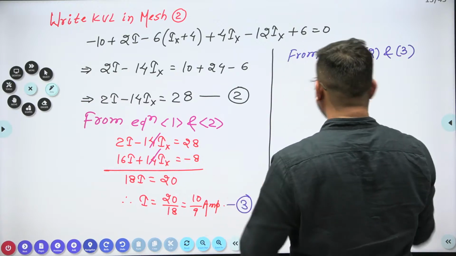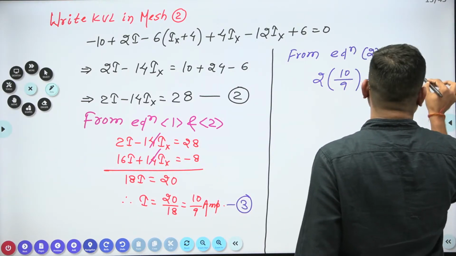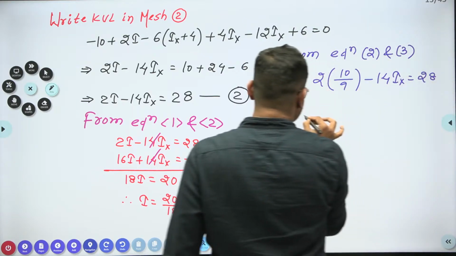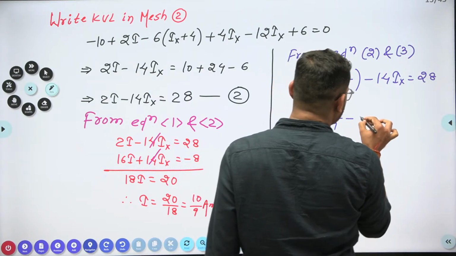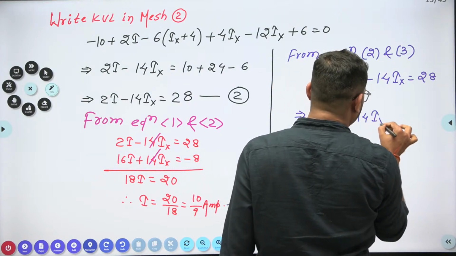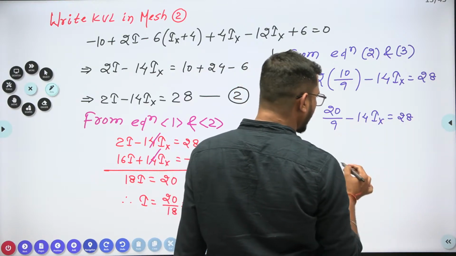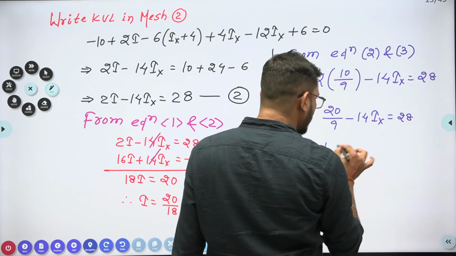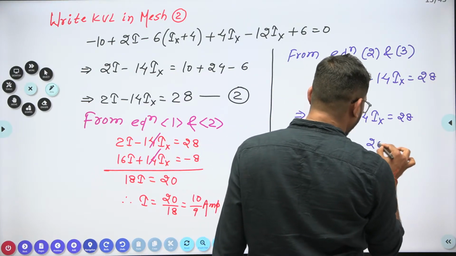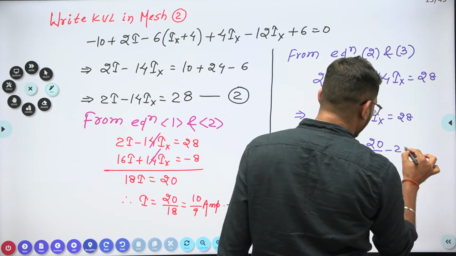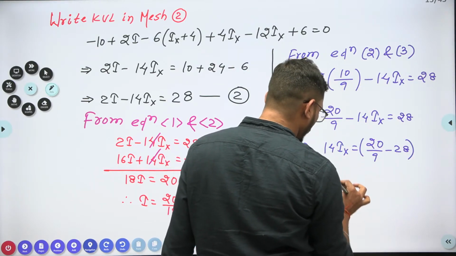So this is 10 by 9 minus 14 times Ix, and this is equal to 28, guys. Okay, so just calculate this value. So this is 20 divided by 9 minus 14 Ix, equal to 28. If I take this 14 Ix here, so what will be? This is 14 times Ix, and this is equal to 20 by 9 minus 28, guys. Okay, so just try to solve the value of Ix, guys.